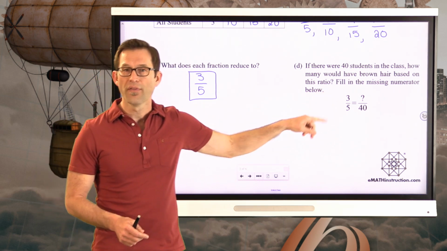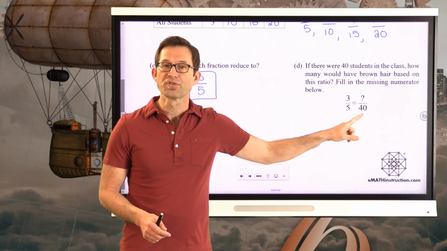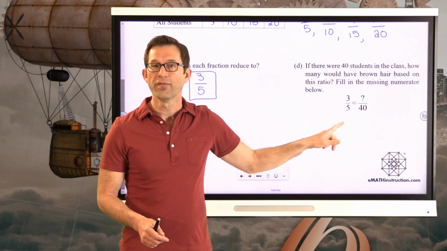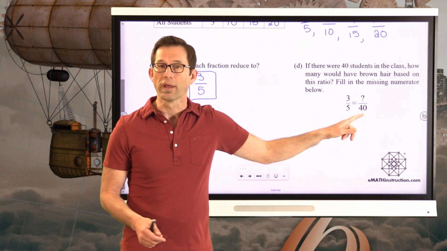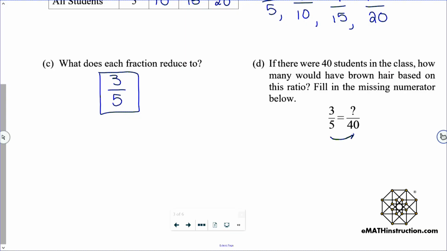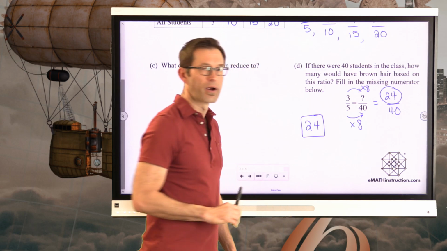So if I'm looking at this, and I know the total number of students is 40, then I just want an equivalent fraction to 3/5 that has a denominator of 40. Well, I can figure that out by thinking to myself, what would I have to multiply 5 by to get 40? Well, that would be times 8. What would I multiply 3 by? Well, it'd have to be the same thing, times 8. So that will be 24/40. That will be the equivalent fraction, which means there must be 24 kids who have brown hair.